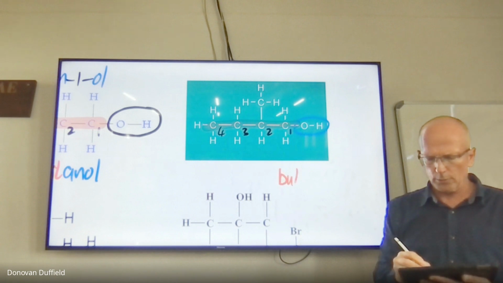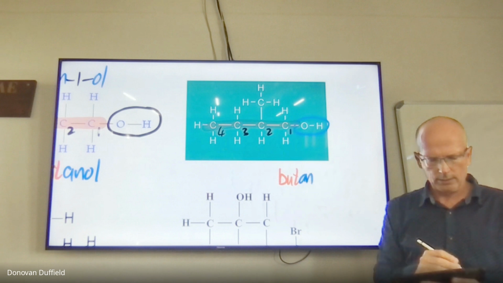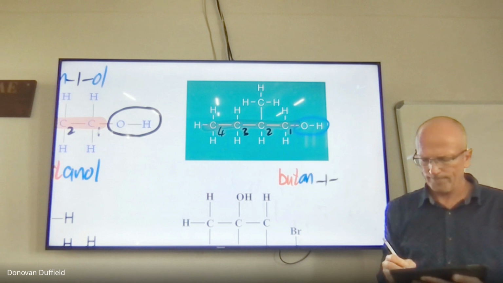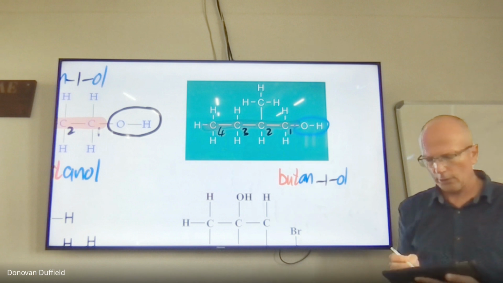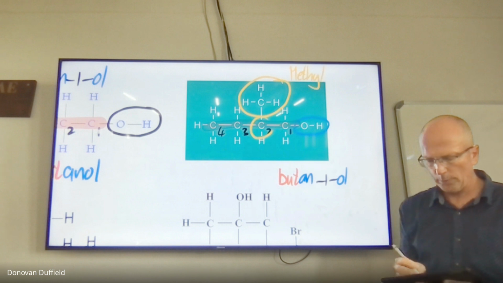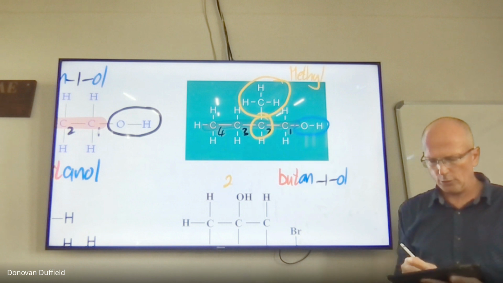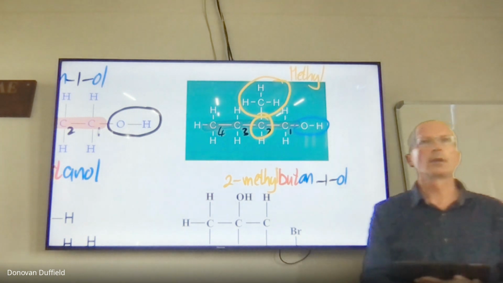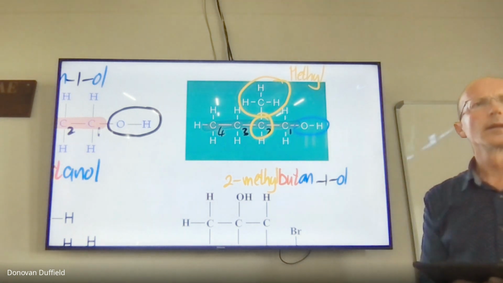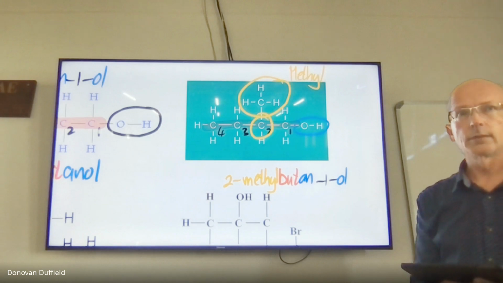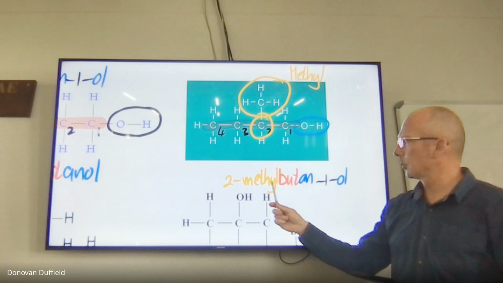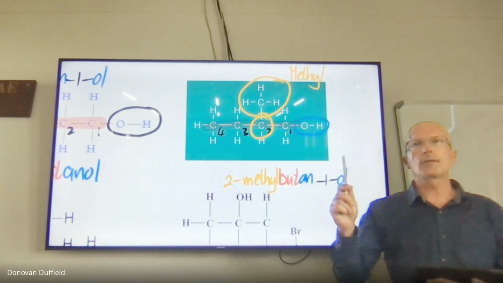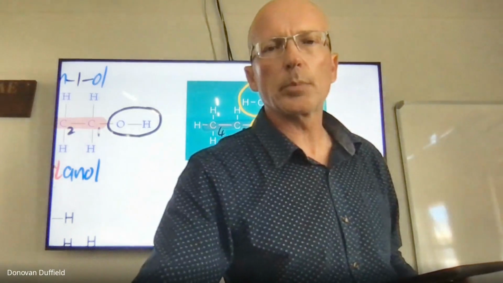So this is going to be butan-1-ol. Now the methyl group is on carbon number 2. So this is going to be 2-methylbutan-1-ol. Won't you put a dash into the methyl? Yes, yes. Do not put a dash between methyl and butan-1-ol. You can leave a space. I think leaving a space, you shouldn't get penalized.